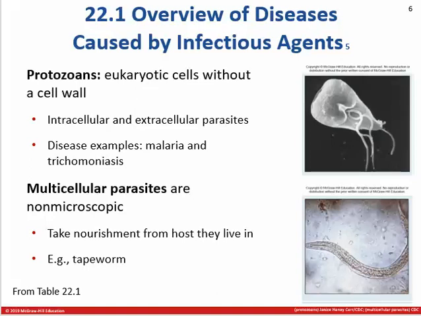Protozoans are eukaryotic cells. They are parasitic. Malaria is a protozoan. Beaver fever, so Giardia, is a protozoan. Amoebic dysentery is caused by an amoeba, which is a protozoan. Trichomonas is a protozoan. And then we can have multicellular parasites, so worms, tapeworms, liver flukes, that kind of thing, and they can cause infections as well.